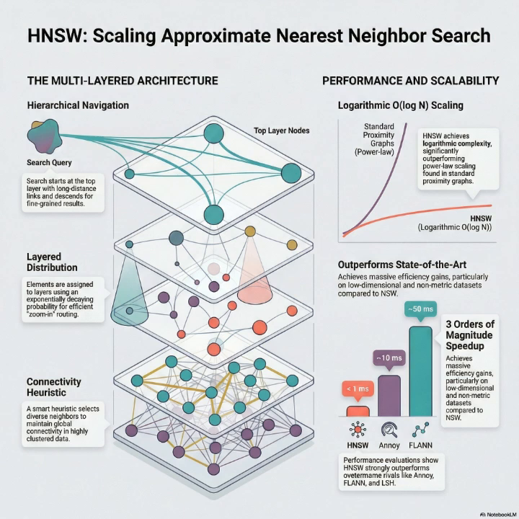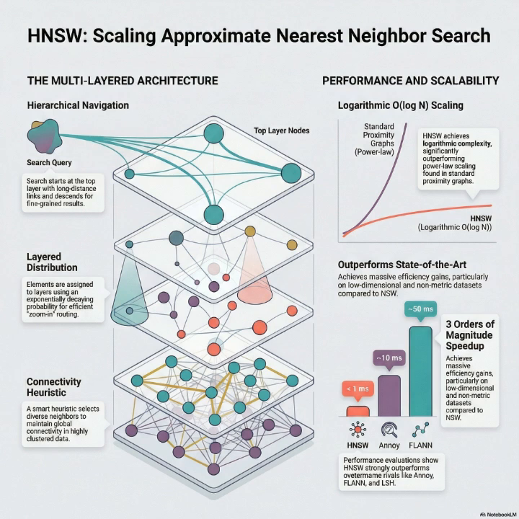And what happens if M is too small? If M is too small, the graph might get disconnected. You might have islands of data with no bridges between them. You can't get from A to B. Oh. If M is too big, you use a ton of memory storing all those links, and just checking all your neighbors at every step starts to get slow. So again, it's a trade-off.